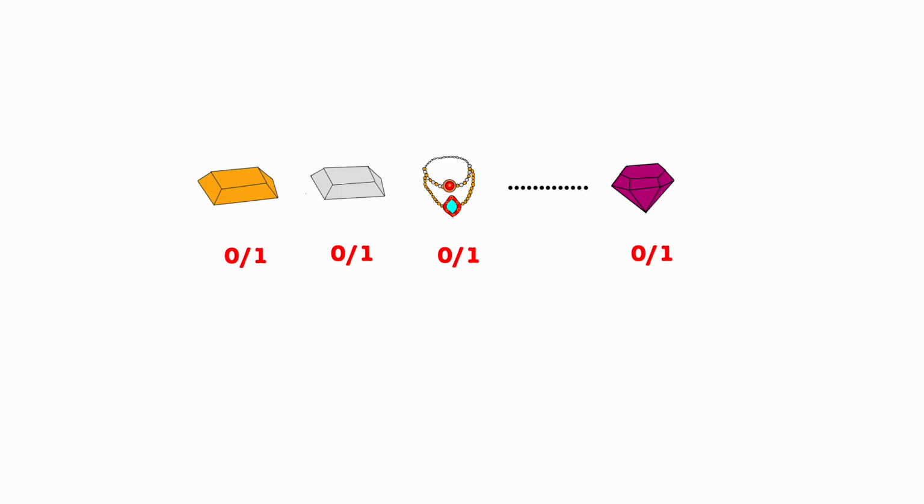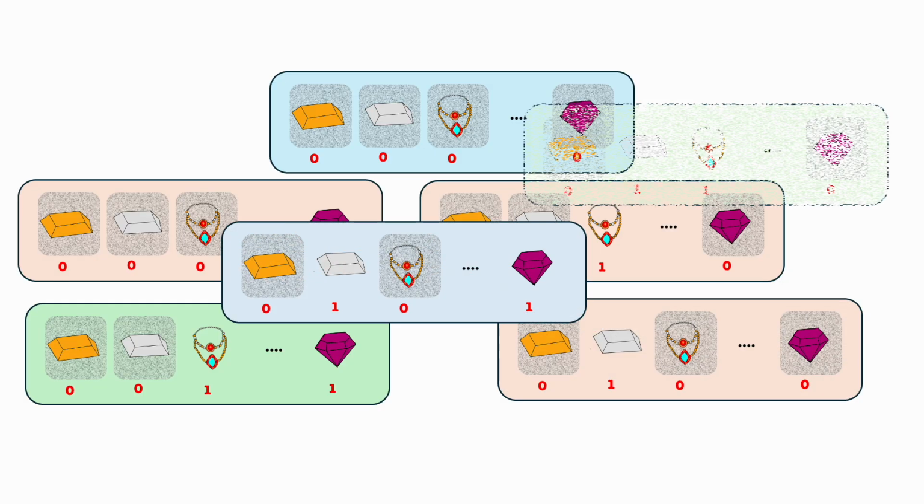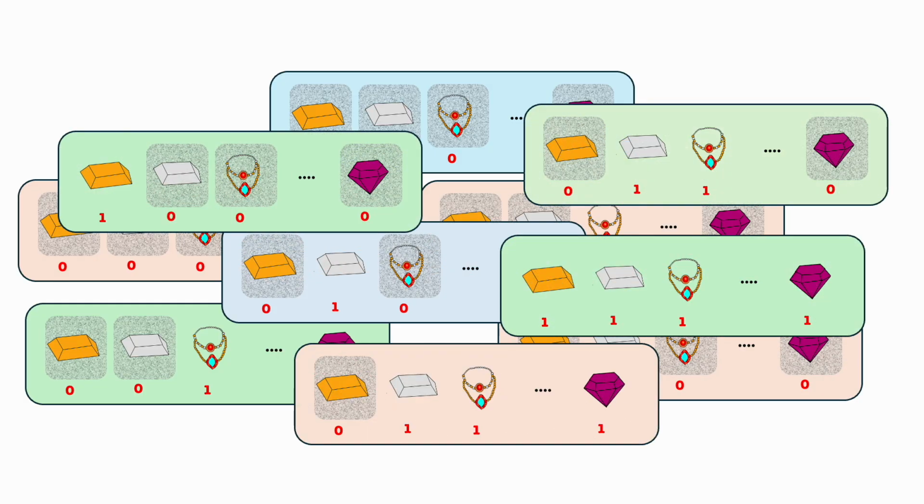Now, if we look at all possible combinations of items, we get 2 to the power n solutions. This is a huge number for a large value of n, so exploring all possible combinations can take a lot of time. But the question is, do we have to check all these solutions? Is there a faster way? That's the big question we'll tackle today.